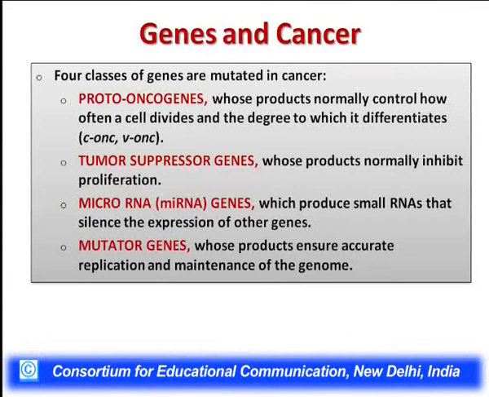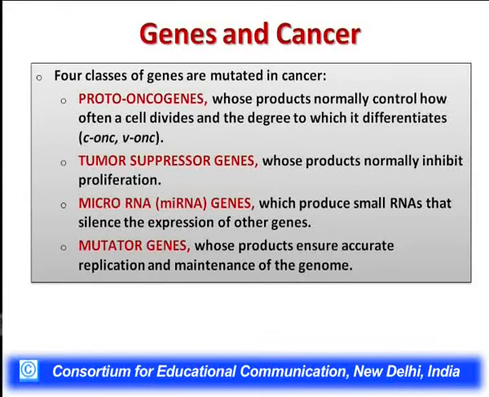Now, there are various genes which are modulated in cancer. Some of the four most important genes are the proto-oncogenes. Proto-oncogenes are the genes which produce certain proteins or products which normally control how often a cell divides and to what degree or extent it has to differentiate. There are various oncogenes, abbreviated as C-onc or V-onc depending upon their origin. C-onc means cellular oncogene, V-onc means viral oncogene.